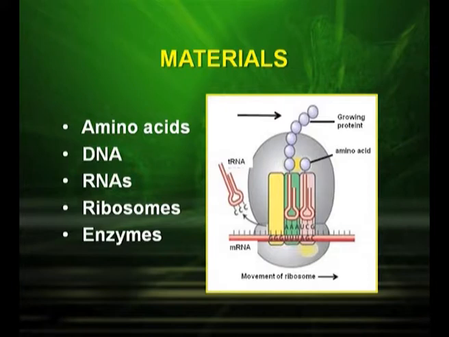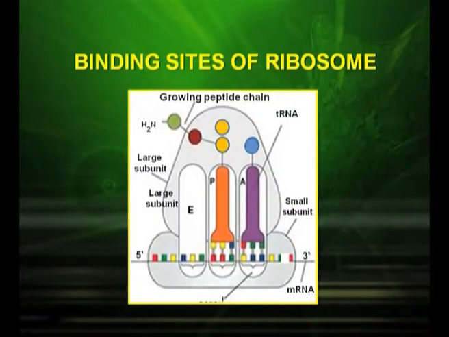Now, you can see the picture of a ribosome having the small subunit and the large subunit, the amino acids and the mRNA on which the protein synthesis will take place. Now, let us have a look into the binding sites of ribosomes. As you can see in the picture, there are two important sites of the ribosome. One is called the A site and the other one is called the P site. The A site is the amino acid binding site and P is called the peptidyl site.